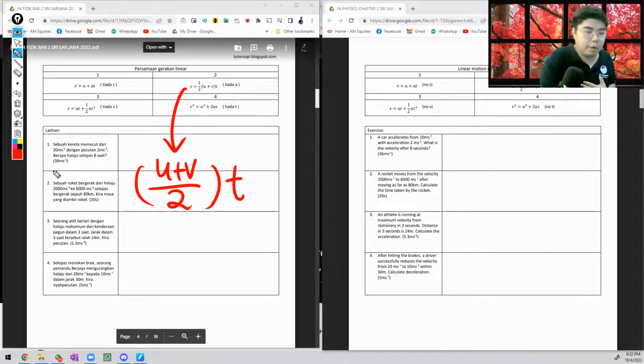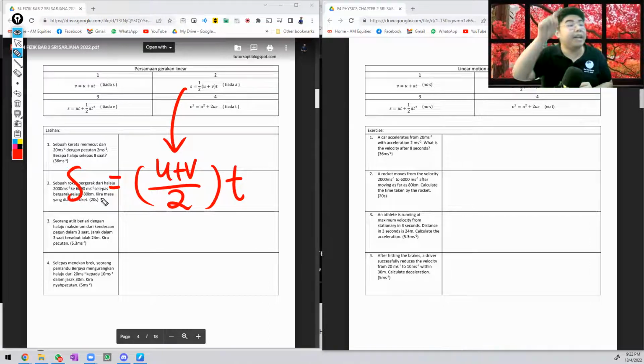Cikgu lebih suka bentuk ini. I like this shape more. Yeah, U plus V divided by 2 times T. Okay, this is a better way to remember it. Okay, sorry, it looks special. Kalau ada the half, you will get confused with this fella here.